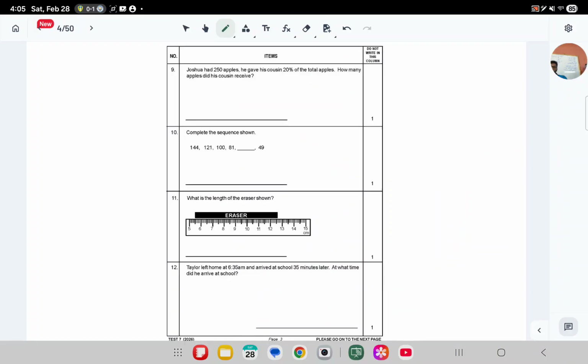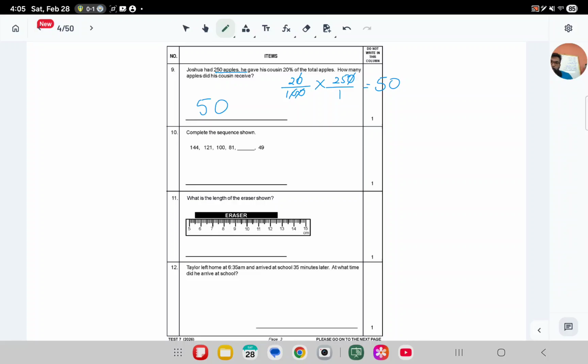Number 9, Joshua had 250 apples. He gave his cousin 25% of the total apples. How many apples did his cousin receive? So to find out the number of apples his cousin received, we know it's a percentage, so you put the percentage over 100 because percentage is out of 100, multiplied by the total, which is 250 over 1. Numbers end in zeros, so we could cancel the zeros. 25 by 2 is 50, so his cousin received 50 apples.